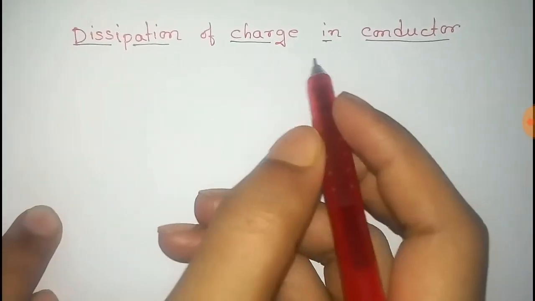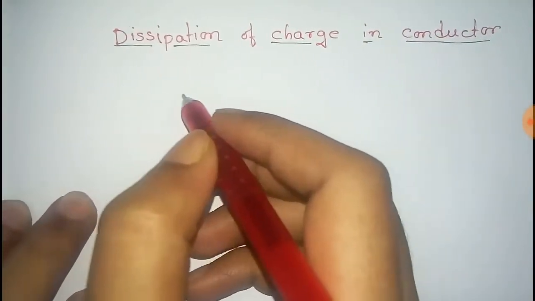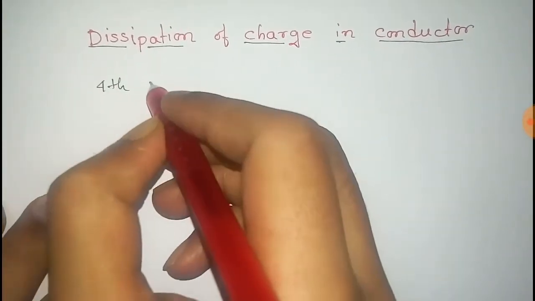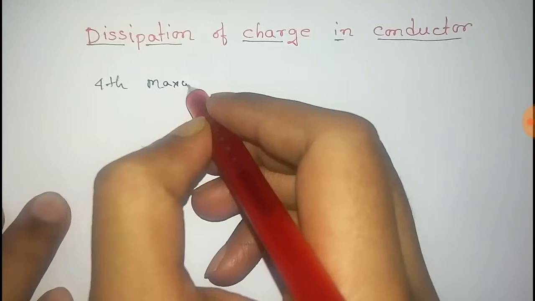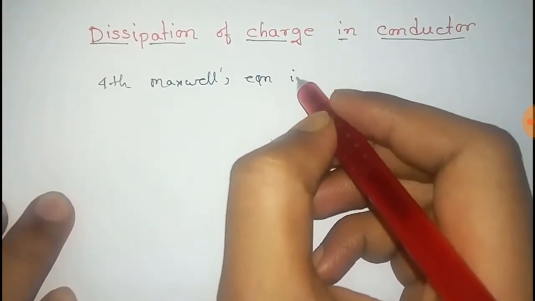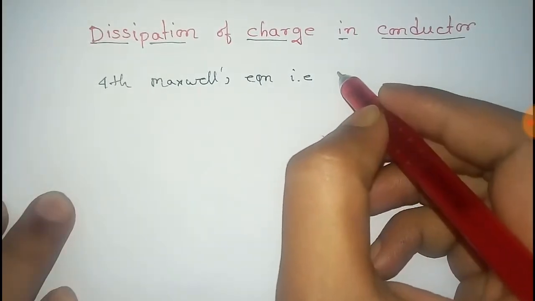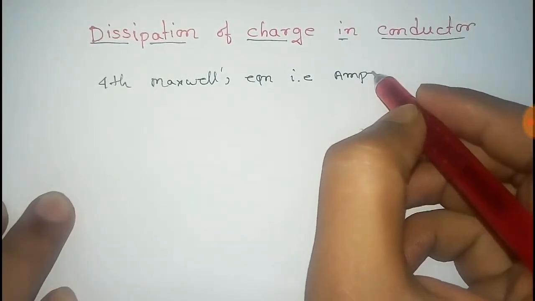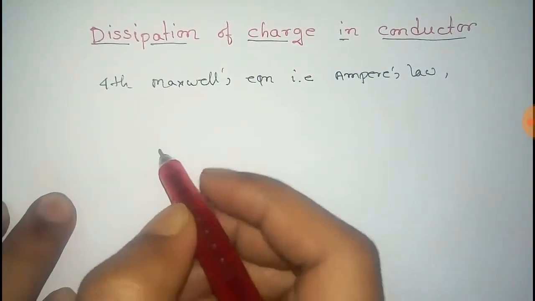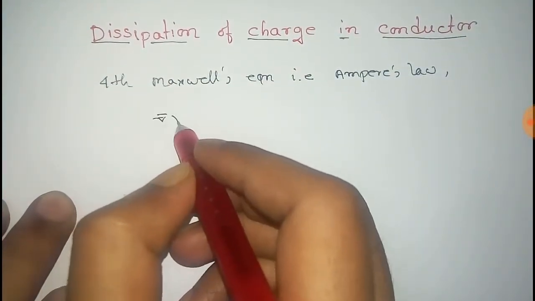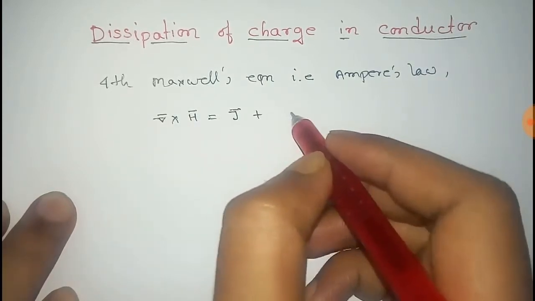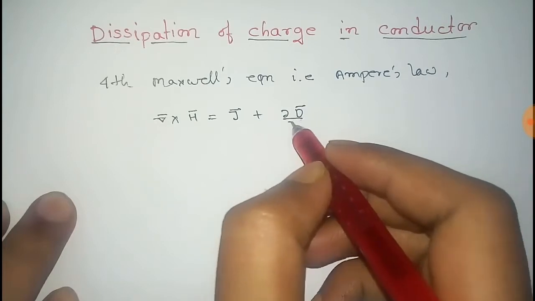In this video you will find the dissipation of charge in a conductor with time. First of all, we have to consider the fourth Maxwell's equation, that is Ampere's law, and this is given by curl of H equals J plus del D by del t.